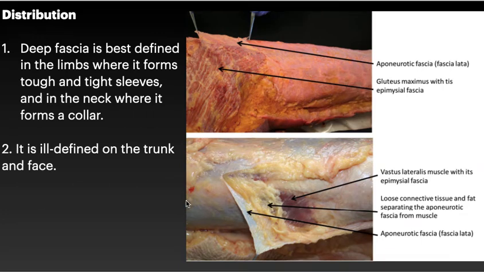Now, distribution. The deep fascia is best defined in the limbs where it is forming a tough and a tight sleeve, and in the neck where it is forming a collar. Okay, ill defined on the trunk and the face. This is the deep fascia of the leg. Can you see it's a very thick structure?